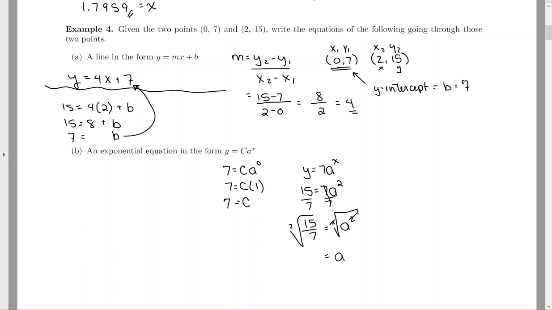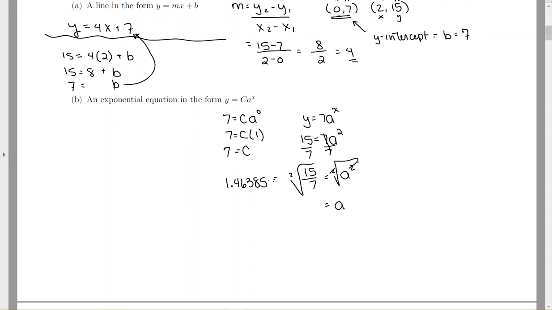And then just type it into your calculator, the square root of 15 divided by 7. I get 1.463 6385. I mean, a whole bunch of decimals here. And they didn't tell me where to round, so we'll just go to 3 here for my a value. So 1.464.